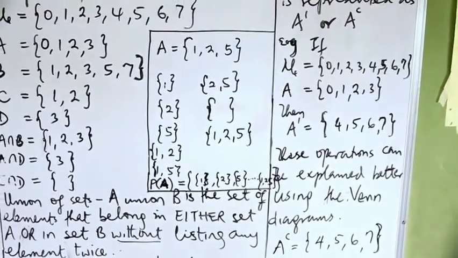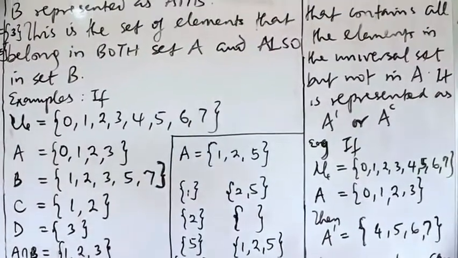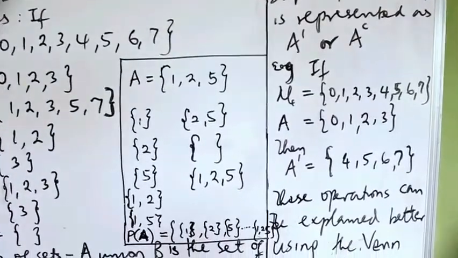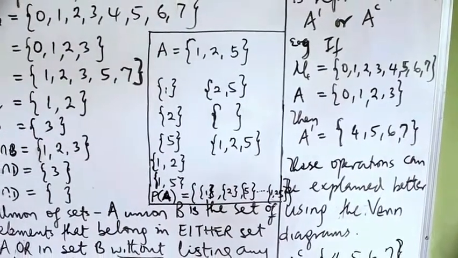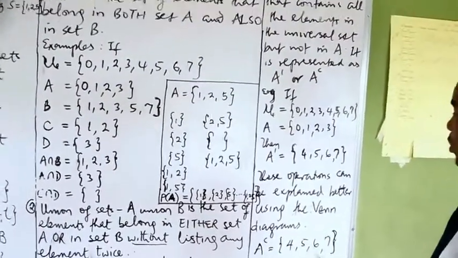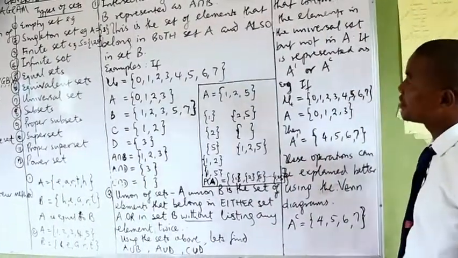So this brings us to the end of operations on sets. This operation can be explained better using the Venn diagram. So in volume 2, or next lesson, when we meet again, I'm going to teach you how we can use the Venn diagram to expatiate this operation on sets.